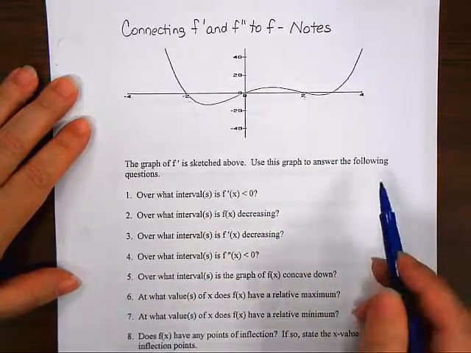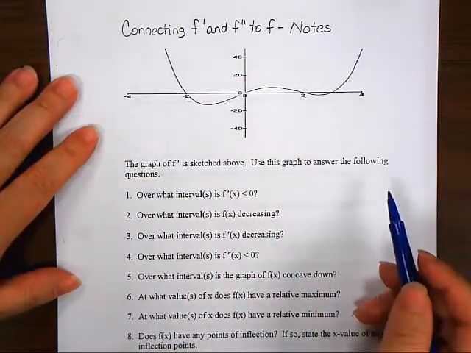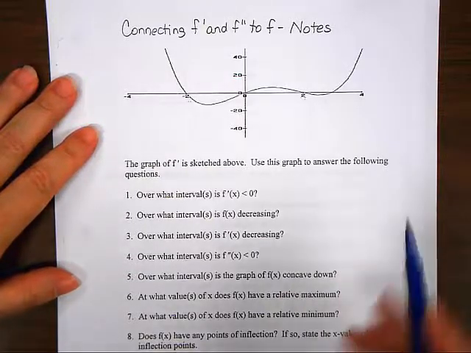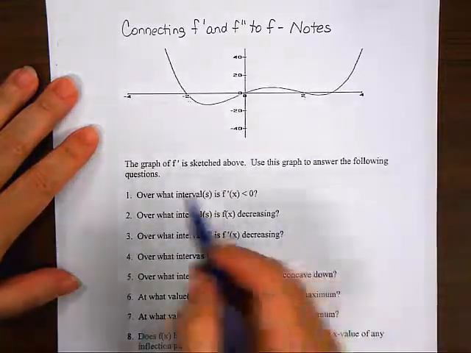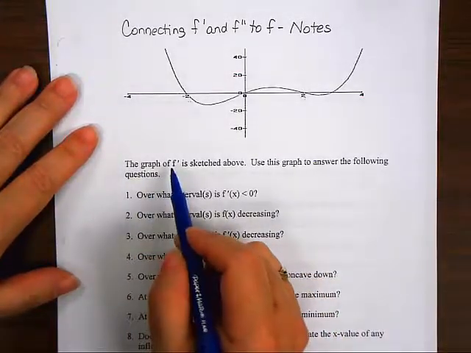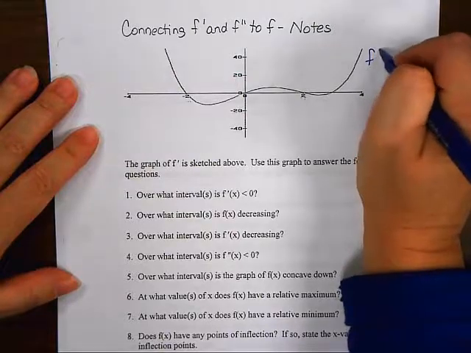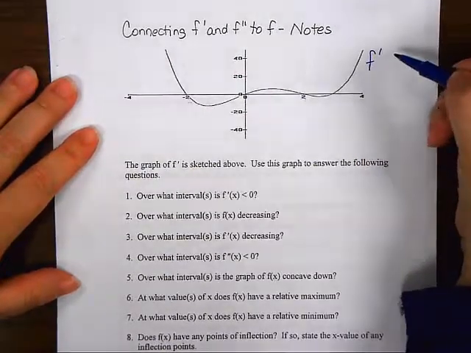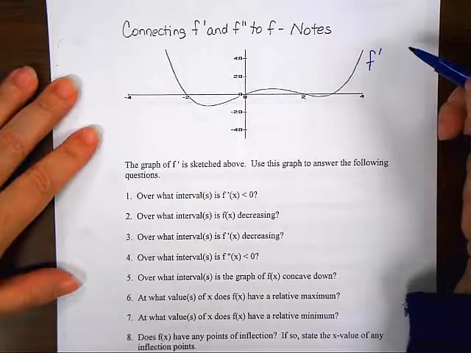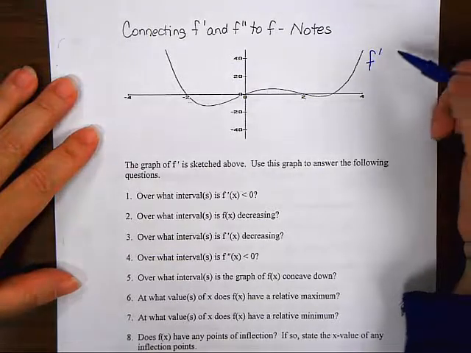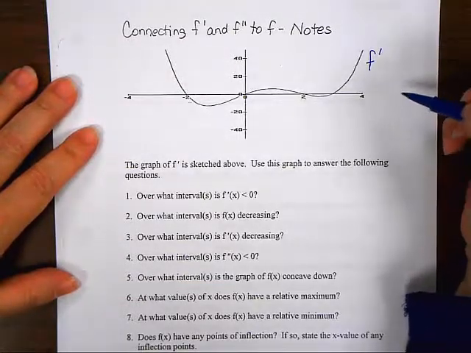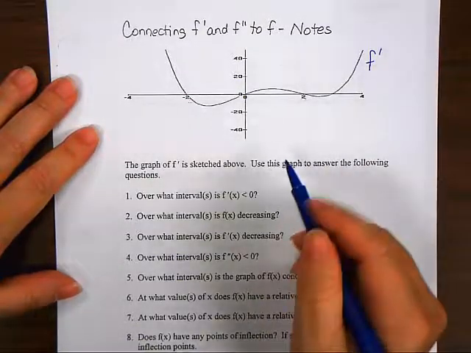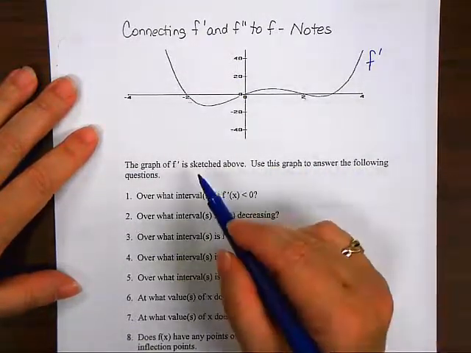This lesson is entitled Connecting F prime and F double prime to F. And this concept is very important because it shows up a lot on the AP exam. As you read the directions, you will see that it says a graph of F prime is sketched above. So I always make my students put an F prime next to the graph. Very, very frequently you will see on the AP exam a situation where they will give you a graph of F prime and ask you questions about either F prime itself, F double prime, or F. So, it says to use this graph to answer the following questions.